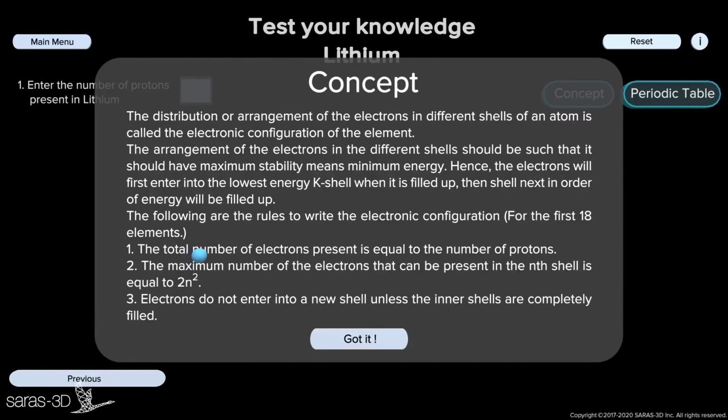Now, the number 1 rule is that the total number of electrons present is equal to the total number of protons. Okay? And rule number 2 says that the maximum number of electrons that can be accommodated in any shell is given by the formula 2n square. We already learned that. Now, the third rule, that is a very important rule, is that the electrons will not enter into the next energy level unless and until the inner shell is completely filled. Okay? Once the inner shell is completely filled, then only the electron filling takes place in the next energy level.